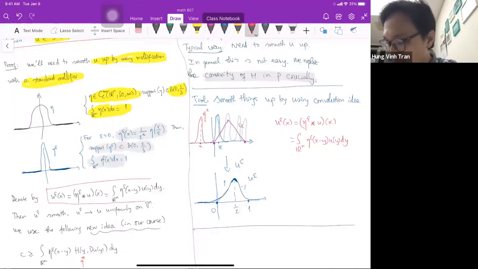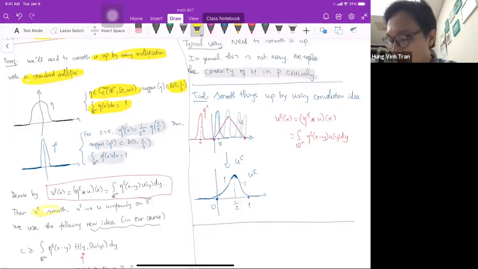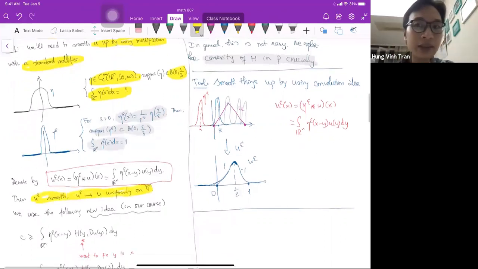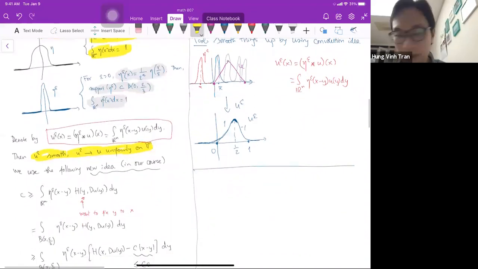You take this convolution. And clearly u epsilon is smooth. u epsilon converges to u uniformly on the torus. Everything is still periodic, no problem. So this is the new idea in our course. And again, as I recall, we have discussed this quickly in a lecture a while ago. But what we do is that we recall that.